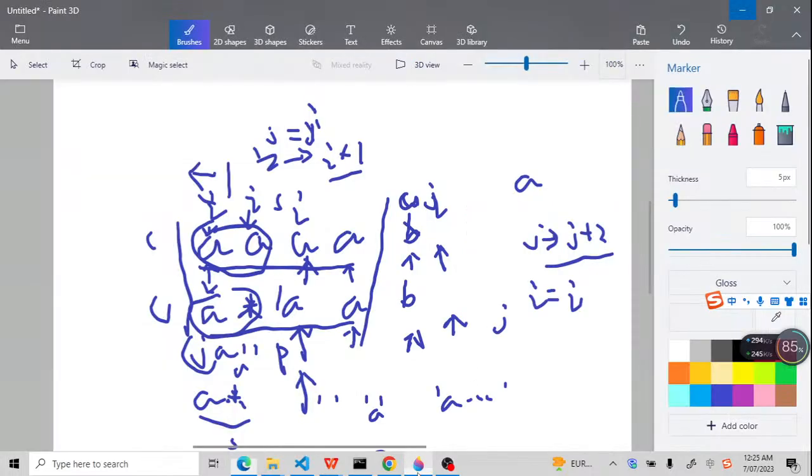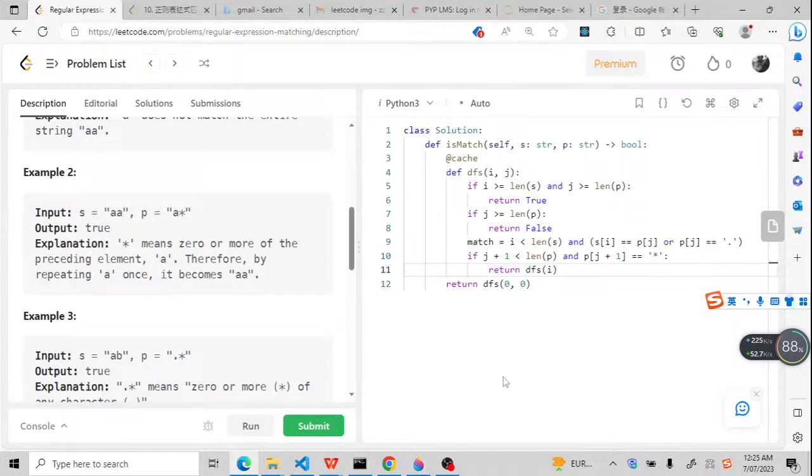So for the first condition, it is i goes to i plus 1 and j equals to j, and this is an "or" condition because it is a star. If any one of them is true, we can return true. And another condition is i and j plus 2. Let's check if this is right.